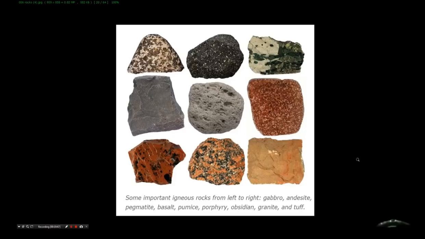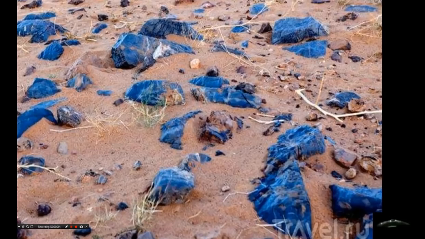Here's a handy chart showing some of the common rocks. Not all of these are in the Richat structure, though. Just some of them are. This is why it looks blue. It's got a lot of just blue rocks laying all over the place. I think that might be sodalite, but I'm not sure.